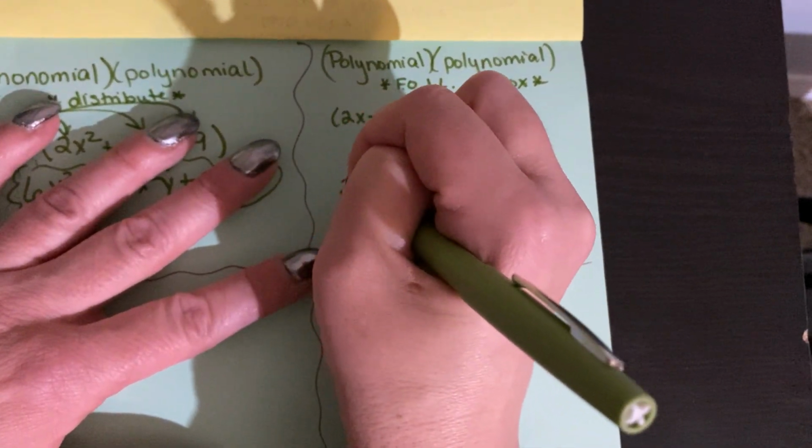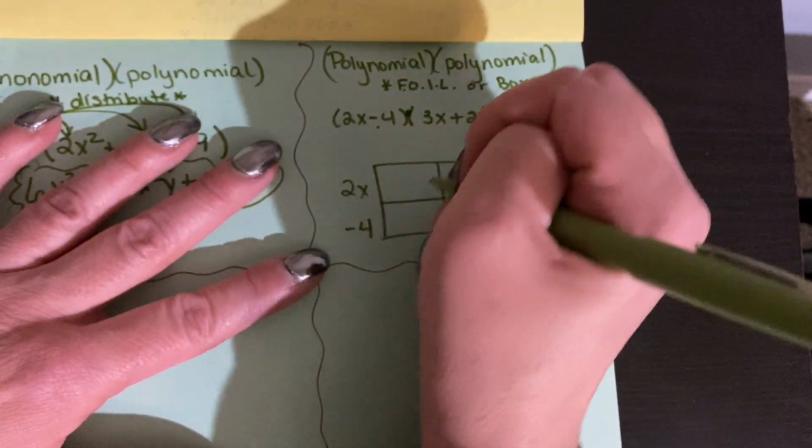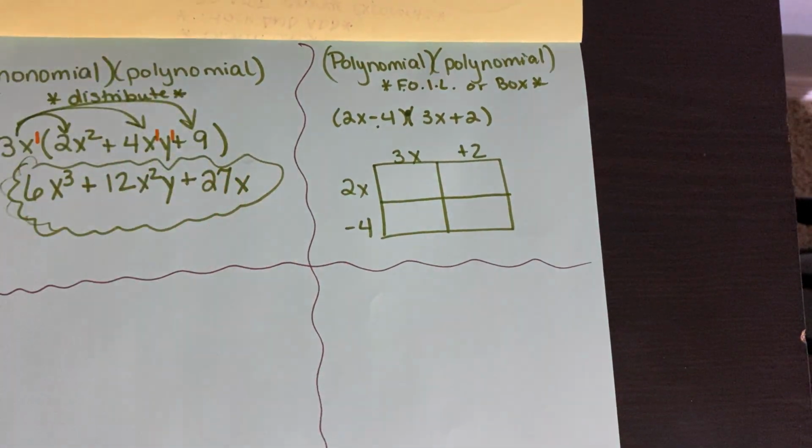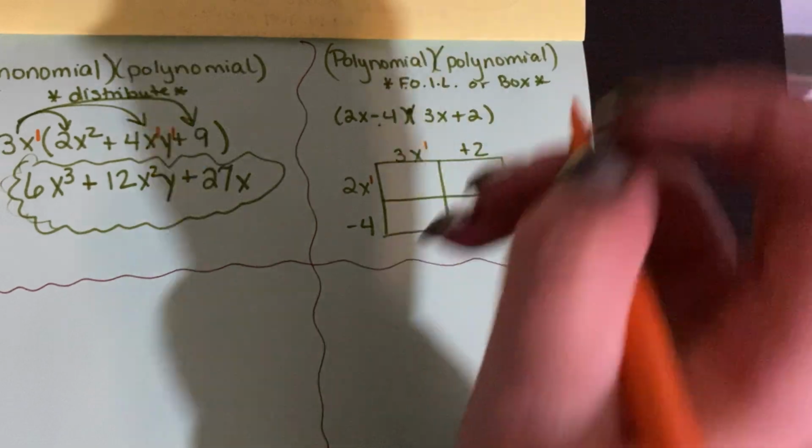So this is a 2 by 2, so I'm going to make a 2 by 2 box, okay? I'm going to put 2x minus 4 here, 3x plus 2 here. So remember, we have invisible ones on these x's so that we remember what we're doing.